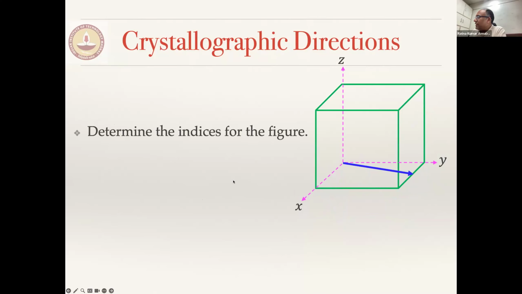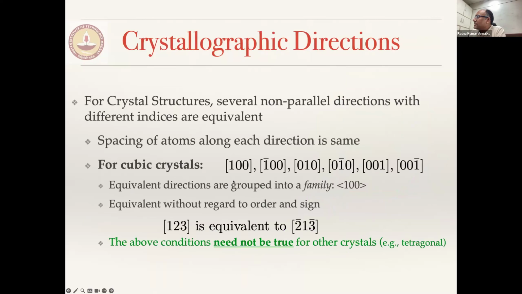So, in crystallography, several non-parallel directions with different indices are equivalent. That means 1, 0, 0, 0, 1, 0, 0, 0, 1, 1 bar 0, 0, 0, 1 bar 0, 0, 0, 1 bar. For cubic crystals, these are identical. For non-cubic crystals also, several non-parallel directions could be identical. So such directions are called equivalent directions.